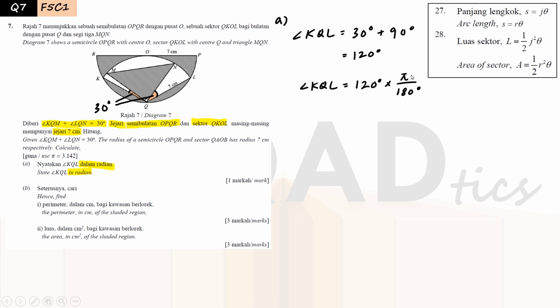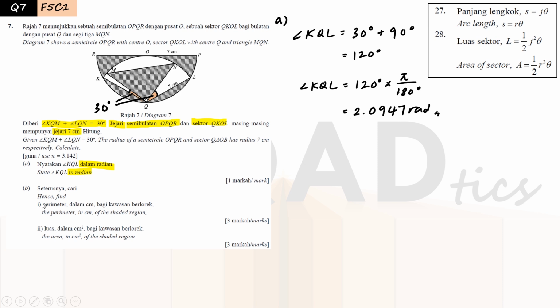And since this is in radians, we need to change it to the radian format. So we just need to multiply by pi and divide by 180. So this pi, we need to change it to 3.142. Okay, so our answer would be 2.0947 radians. And make sure to put it in 4 decimal places.